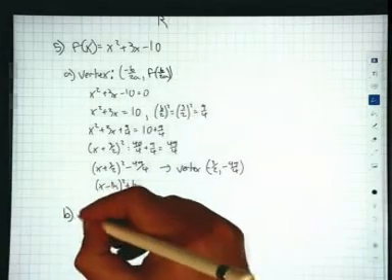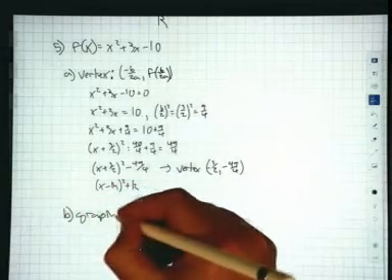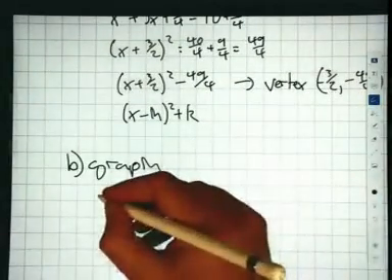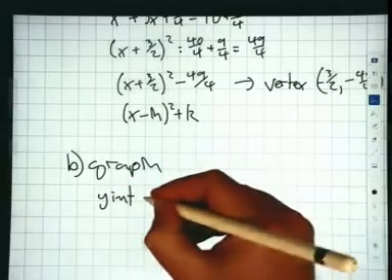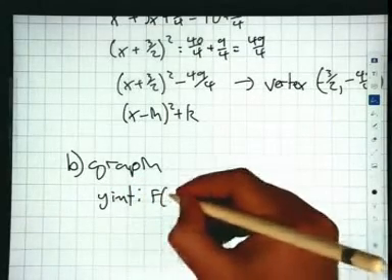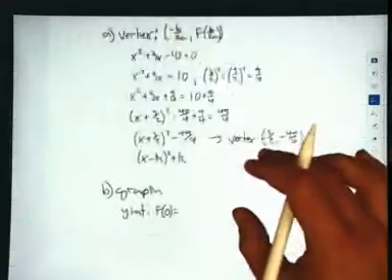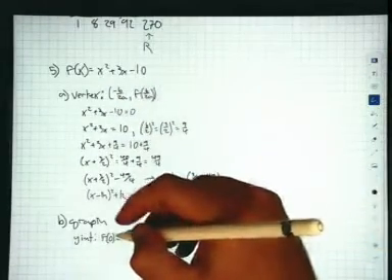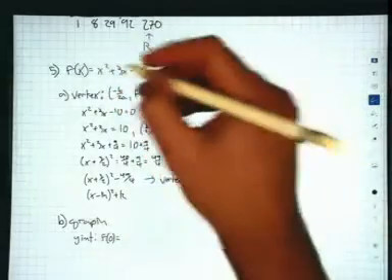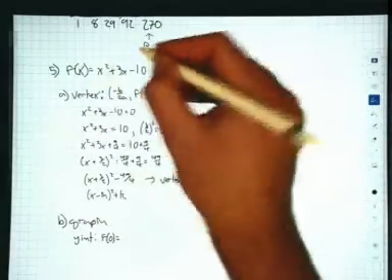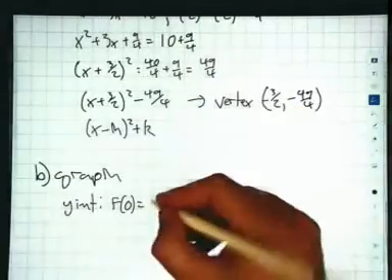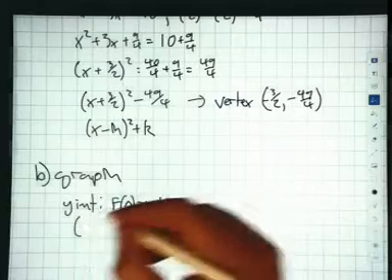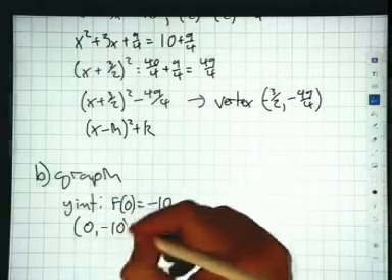B. We want to graph. Now, before I graph, I want to know a few things. I want to know what the y-intercept is. To find the y-intercept, we're going to evaluate the function at 0. This is perhaps the easiest thing in the world to do. Plug in 0 for all your x's. Well, those cancel out, those go away because they're just 0. And we get negative 10. So we have a y-intercept at 0, negative 10.